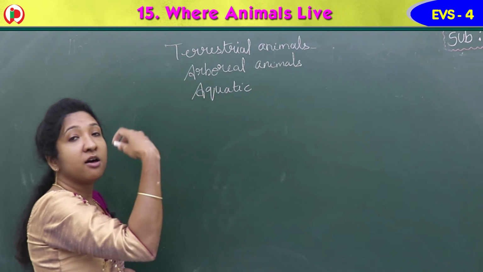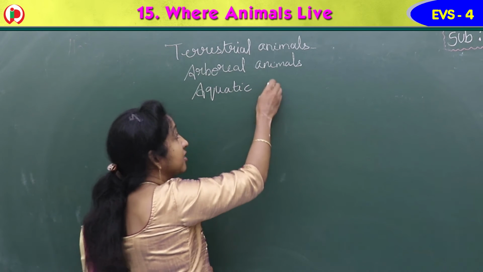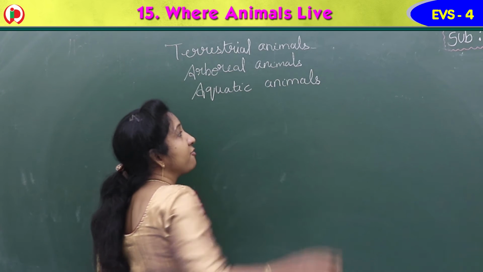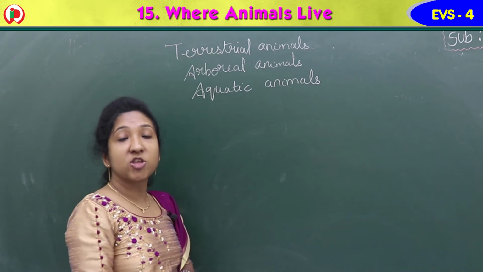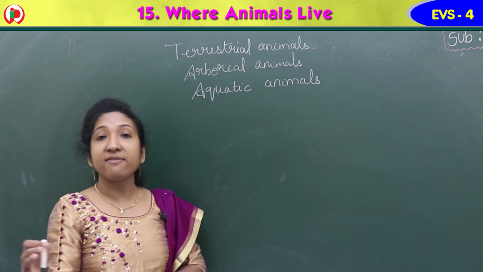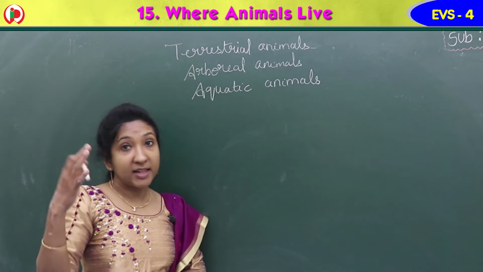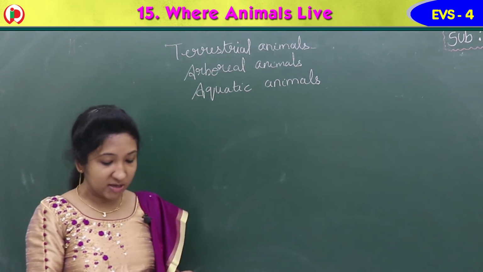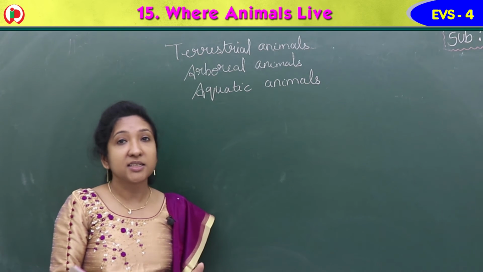Then we learned about aquatic animals that live in the water. Water gives them oxygen as well as food for them to live under the water. Fish, crabs, starfish, jellyfish, they all live in the water. And we have seen some animals live in shells. Shells are home of some sea creatures like snails and turtles.